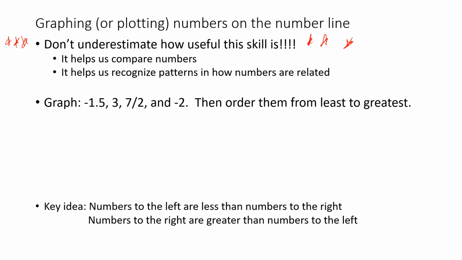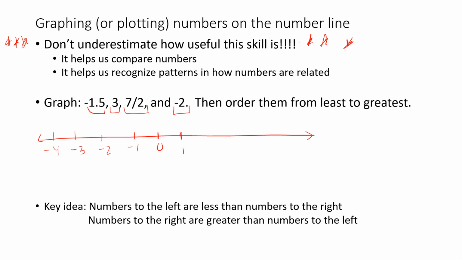So we've got a set of numbers here. So we have -1.5, 3, threw in a nice fraction there, 7/2, and -2. So we are going to graph them and then order them from least to greatest. So let's go ahead and put 0 somewhere there. There we go. We'll go down to -4 and up to 5-ish. I guess that seems to be the amount of space that I have.